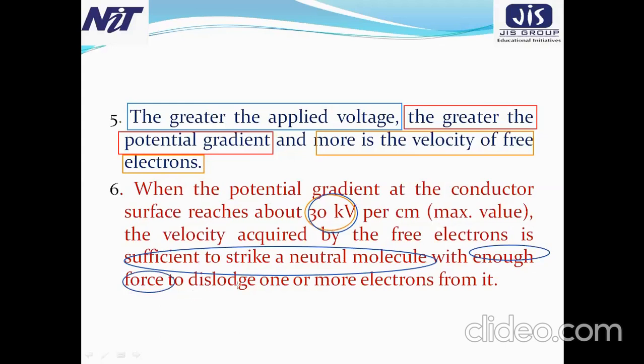So to dislodge one or more electrons from it. These are the points. Number 6 is the most important point you have to remember. That means the voltage should be 30 kilovolt per centimeter potential gradient. Then the velocity acquired by the free electrons is sufficient to strike the neutral molecule, with enough force to dislodge one or more electrons from it.